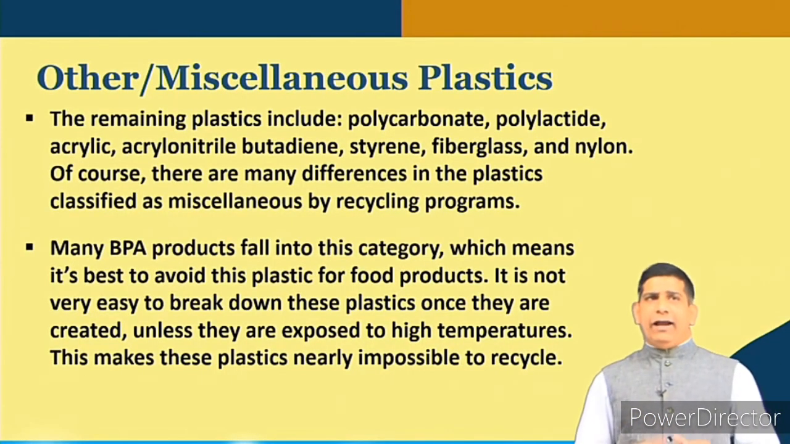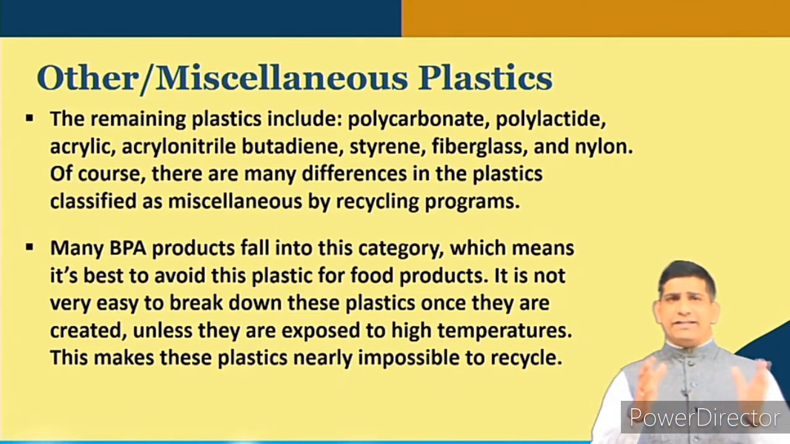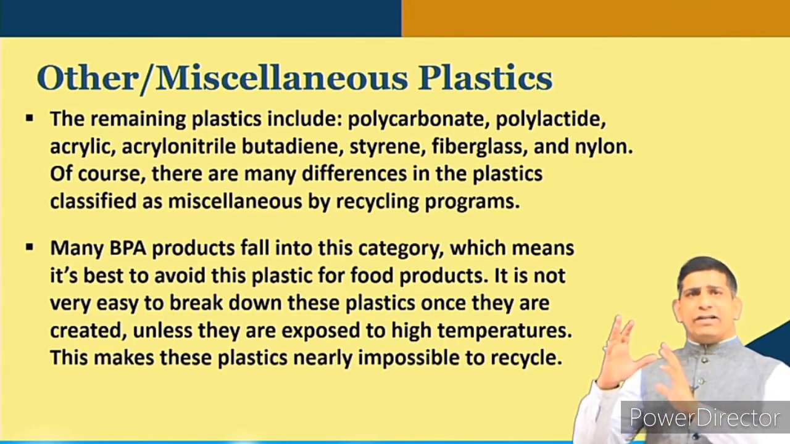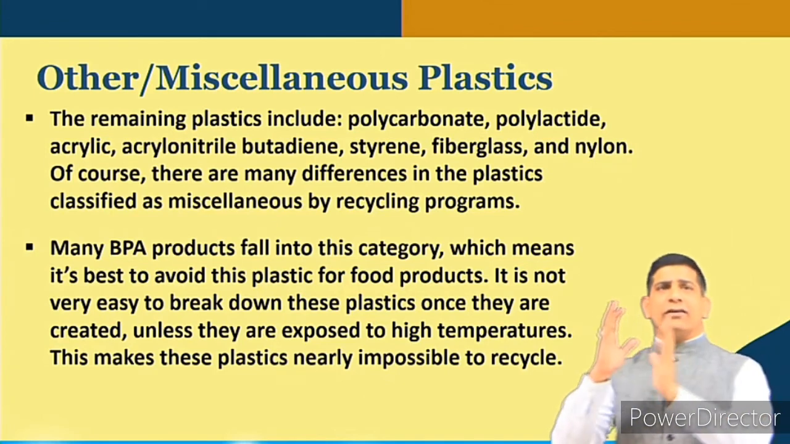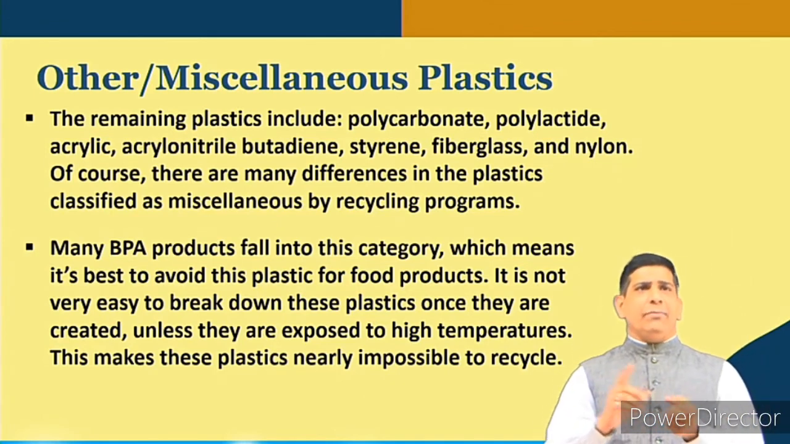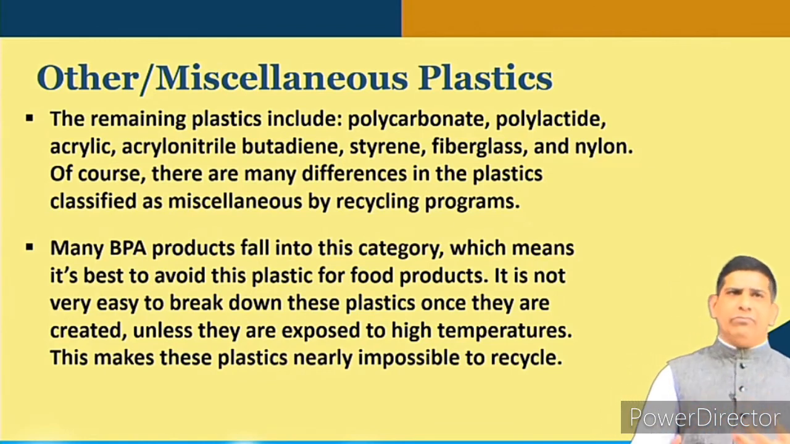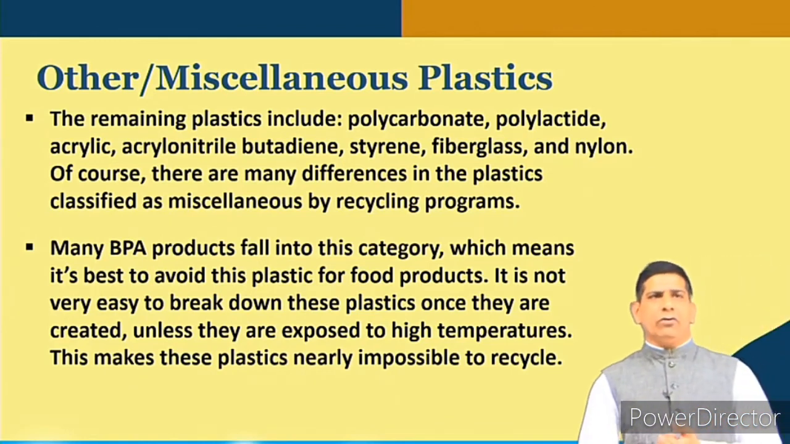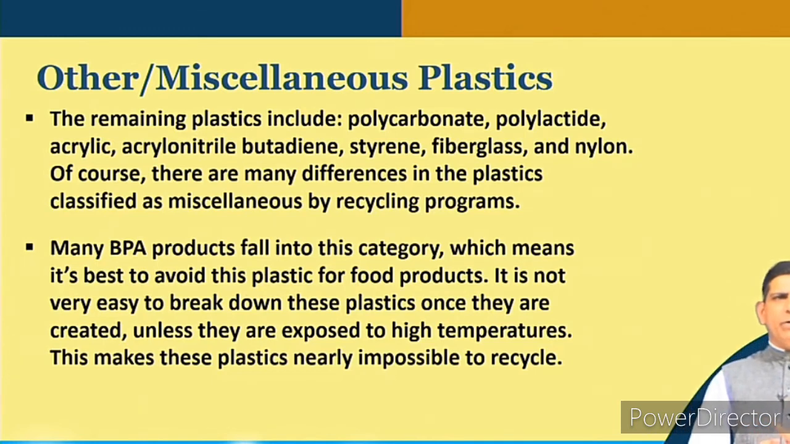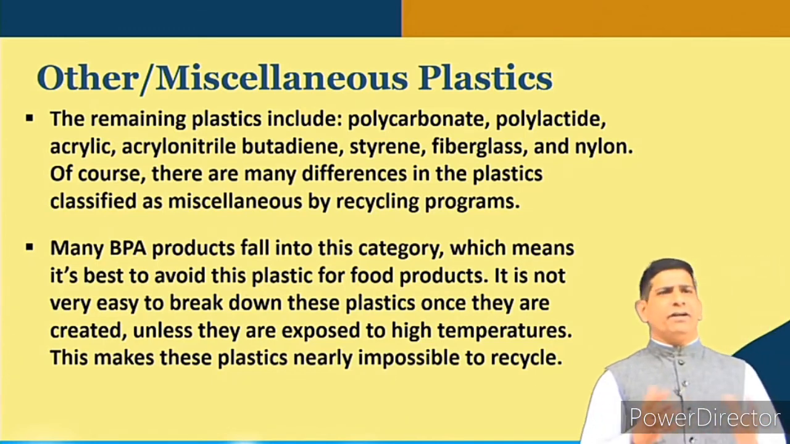So these were all the different 6 types, and whatever is not included in these, we call other and miscellaneous plastic. The remaining plastics are polycarbonate, polylactide, acrylic, ABS (acrylonitrile butadiene styrene), fiberglass, and nylon. These are different types of plastics.